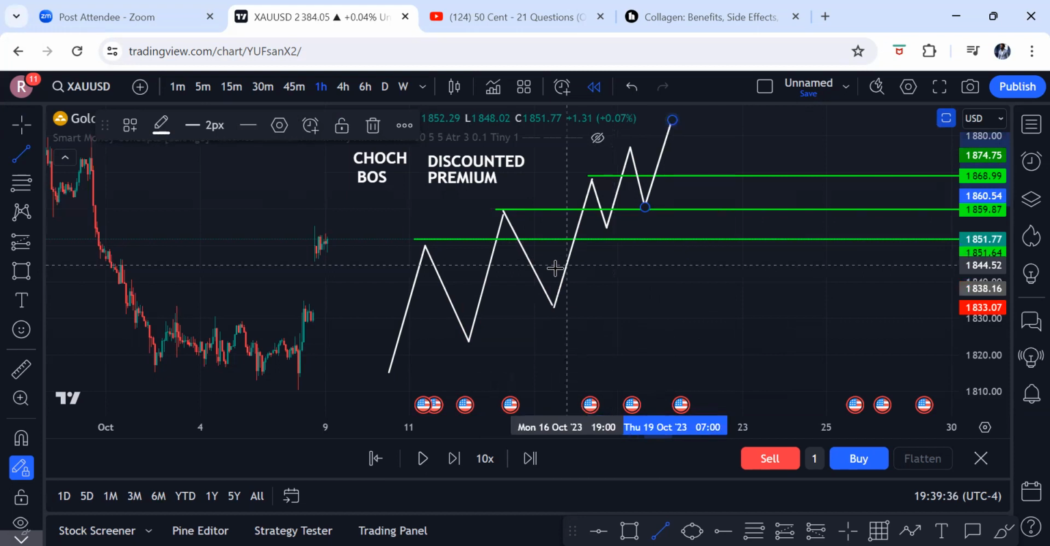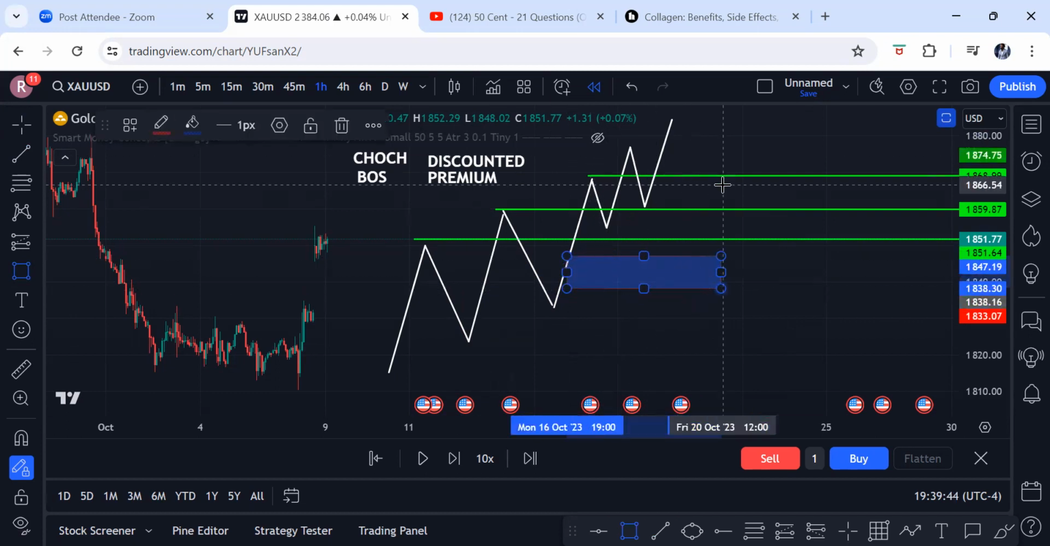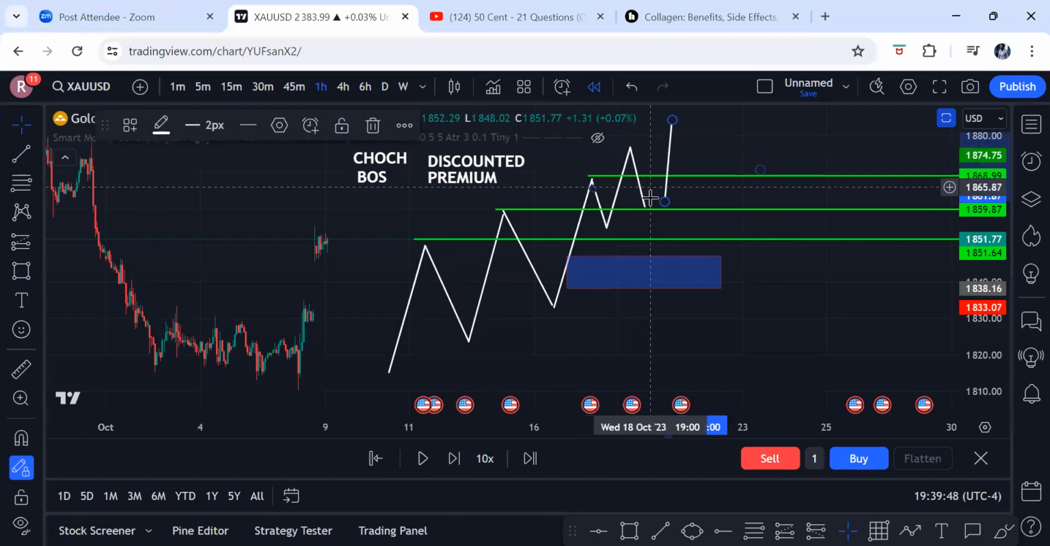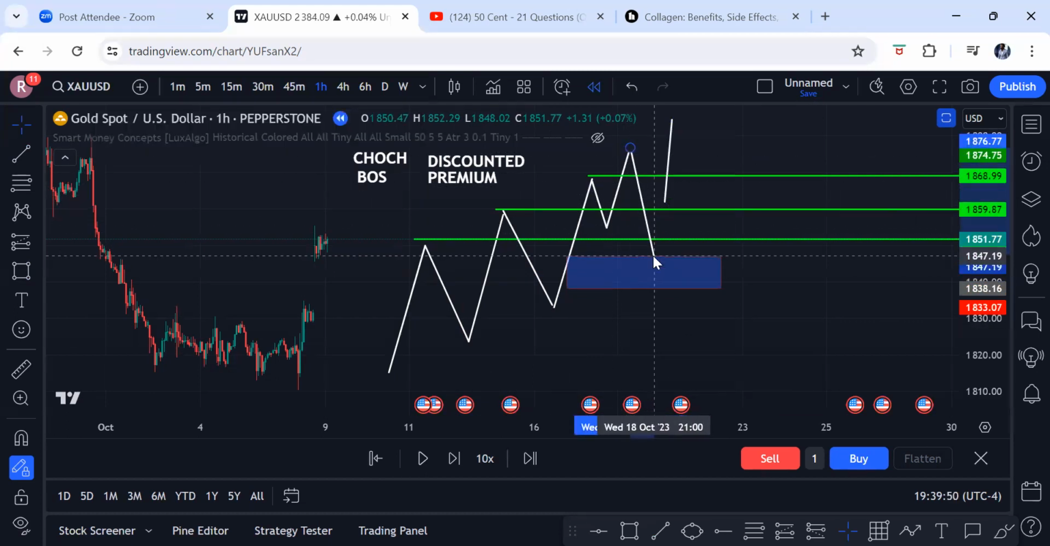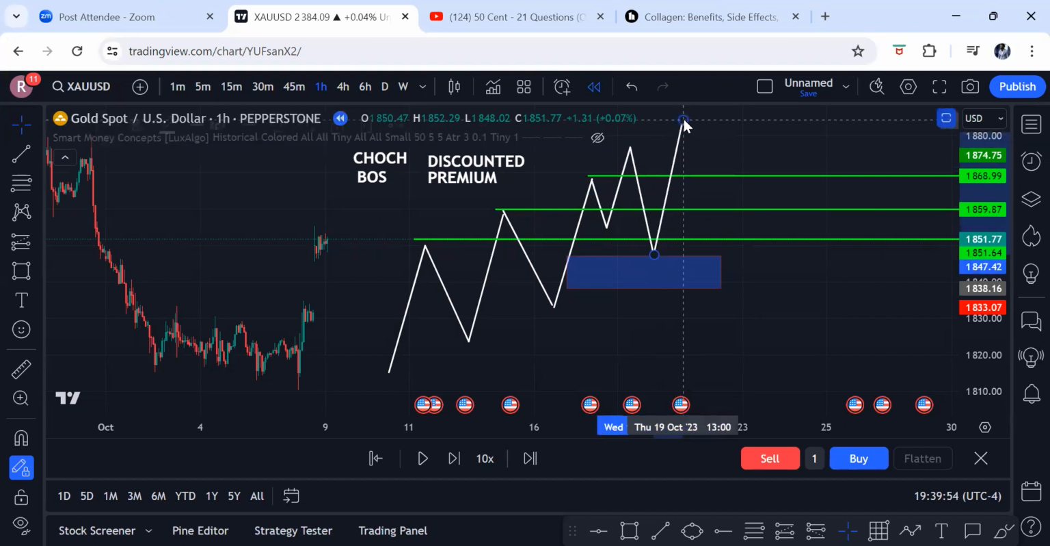Now, it wouldn't be unlikely that something like this could occur, where we may have imbalance down here, and price, although pushing higher, may come back, revisit this, and then go higher. It's not unlikely.